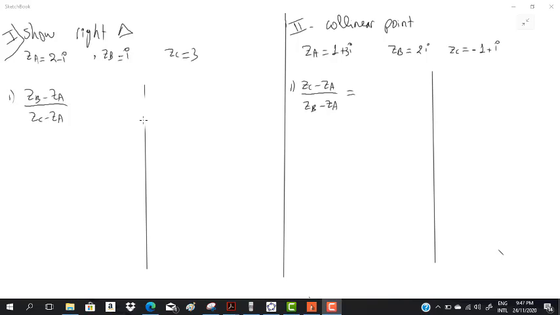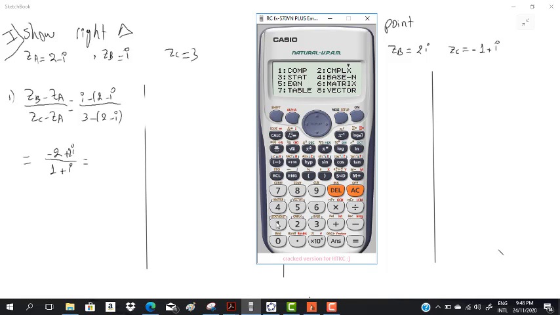It could ask the question in two different ways. First way, find (ZB minus ZA) over (ZC minus ZA), which is (ZB = i minus ZA = 2 minus i) over (ZC = 3 minus ZA = 2 minus i). We will obtain (minus 2 minus i plus 2i) over (3 minus 2 minus 1 plus i). If you have to find the algebraic form, you can find it using the calculator. Mode 2, fraction: (minus 2 plus 2i) over (1 plus i), and the answer is 2i.